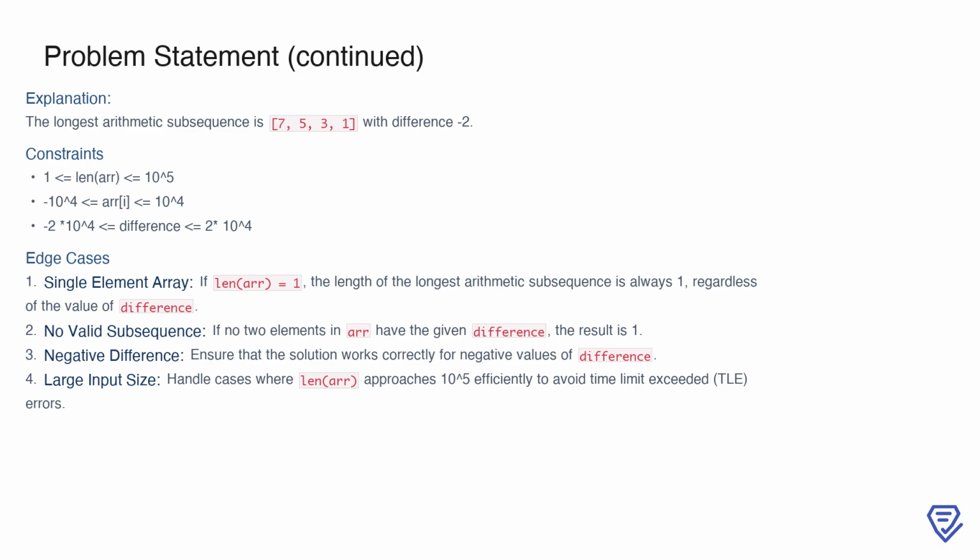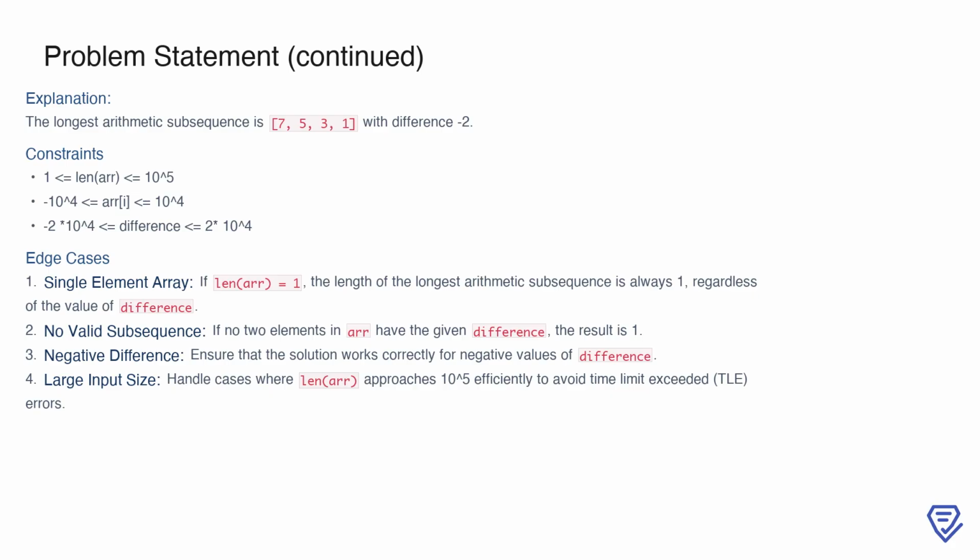For example, a simple brute force approach that examines all possible subsequences would likely be too slow. Second, if the array contains only one element, the longest arithmetic subsequence is just that element itself, and the output is 1, regardless of the difference. Third, when no two elements in the array have the given difference, the result is also 1, as the longest subsequence is any single element. Lastly, the problem requires handling negative differences correctly and ensuring that the solution accounts for the full range of input values. Together, these constraints and edge cases guide us to think about efficient ways to solve the problem while covering all scenarios.